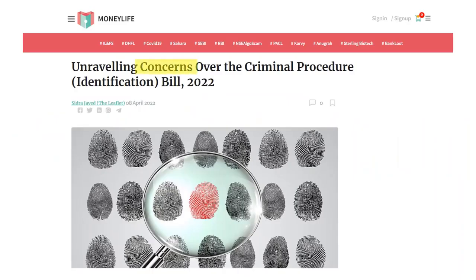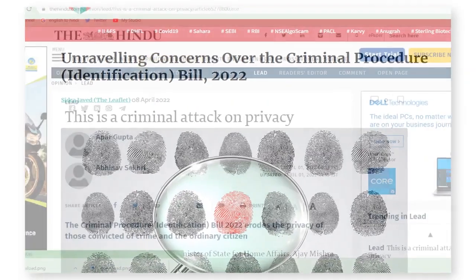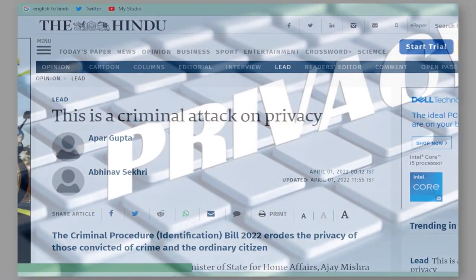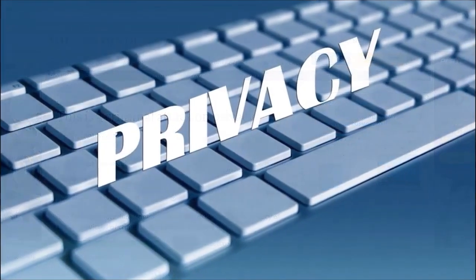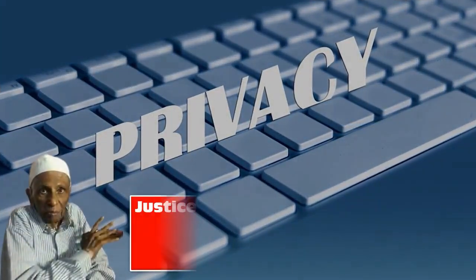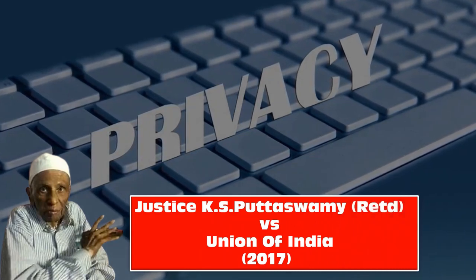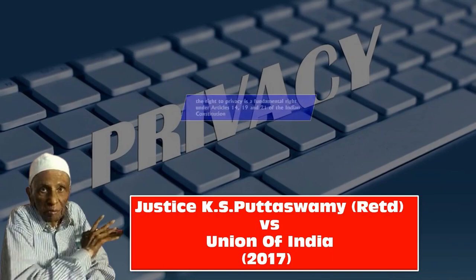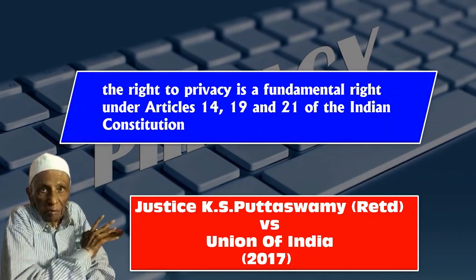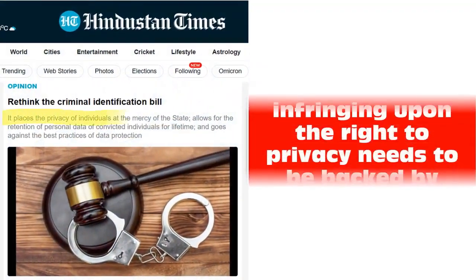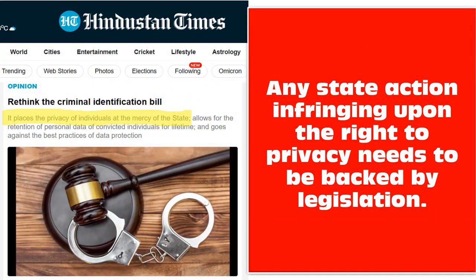Now let us try to understand the issues with this bill. There are apprehensions about the misuse of the bill. The provisions of the bill might violate the right to privacy of citizens. In the 2017 Puttaswamy judgment, the 9-judge bench of the Supreme Court held that the right to privacy is a fundamental right under Articles 14, 19, and 21 of the Constitution of India. Any state action infringing upon the right to privacy needs to be backed by legislation.